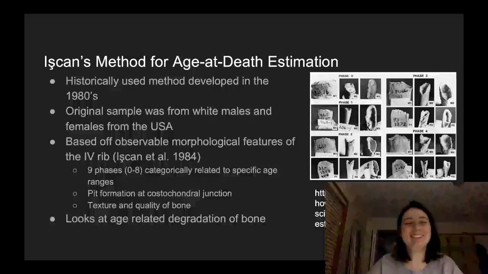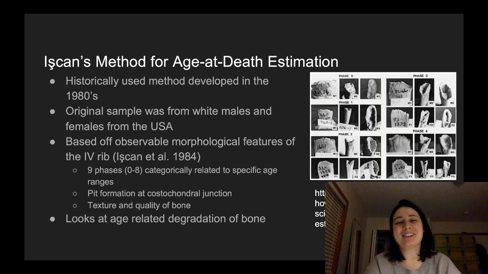We're going to go from there. So Iscan's method for age at death estimation is one of the older methods used, and it was developed in the 1980s, and it was used with white males and females from the United States.